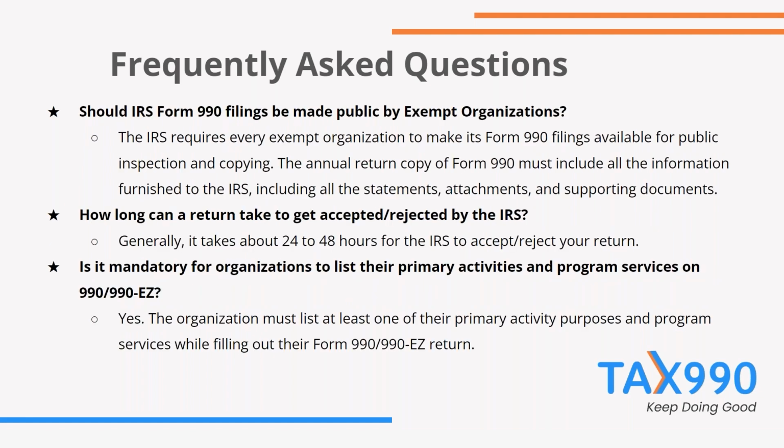Should IRS Form 990 filings be made public by exempt organizations? So the IRS requires exempt organizations to make their 990 series returns available for public inspection. The form that is available to the public is required to have the same information and documentation as what was transmitted to the IRS.